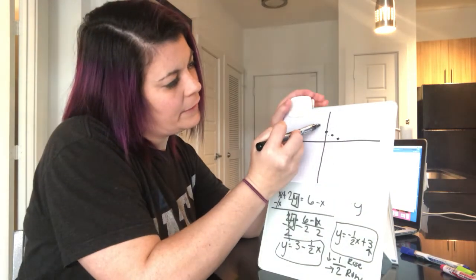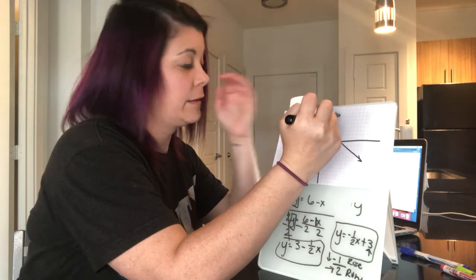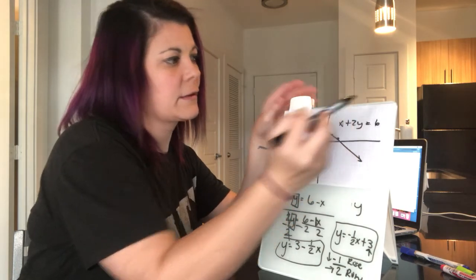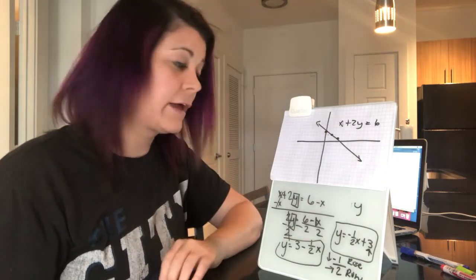Okay, and then we can see that that line is x plus 2y is equal to 6, because I want to name it by the original name that I did.